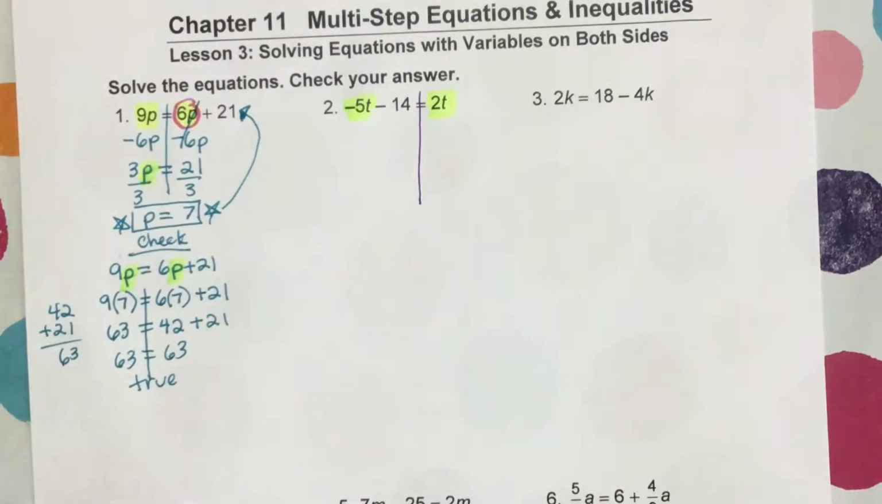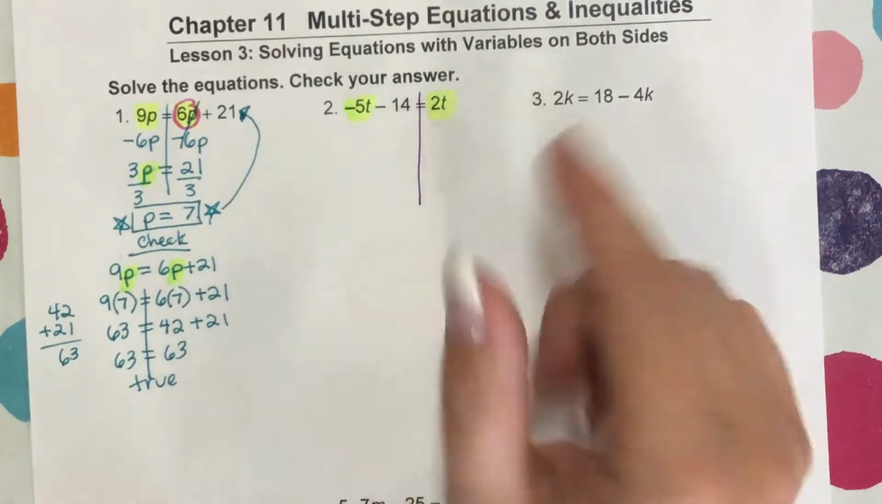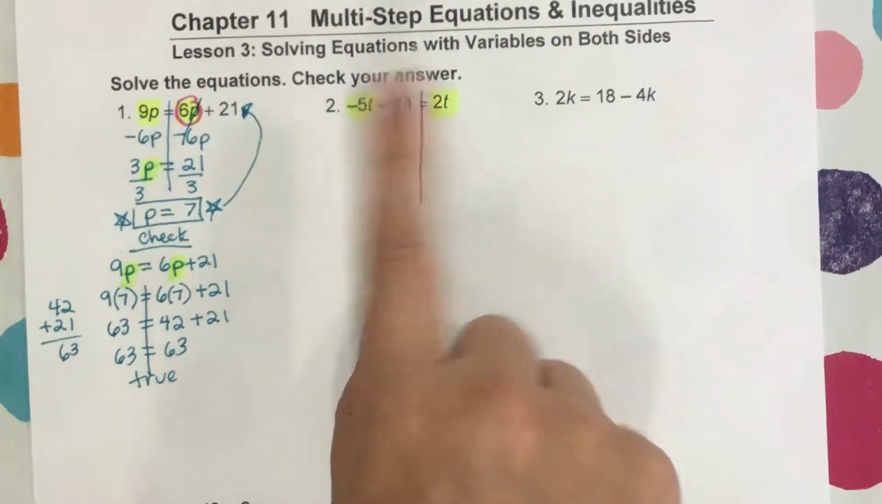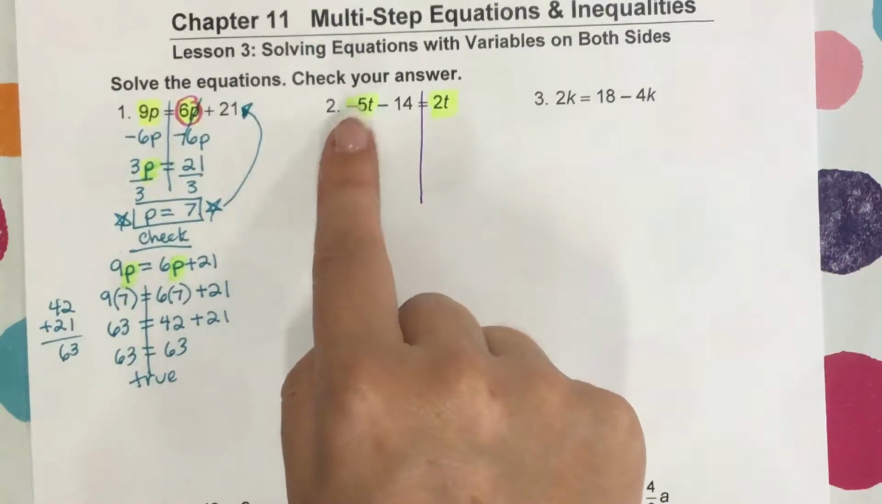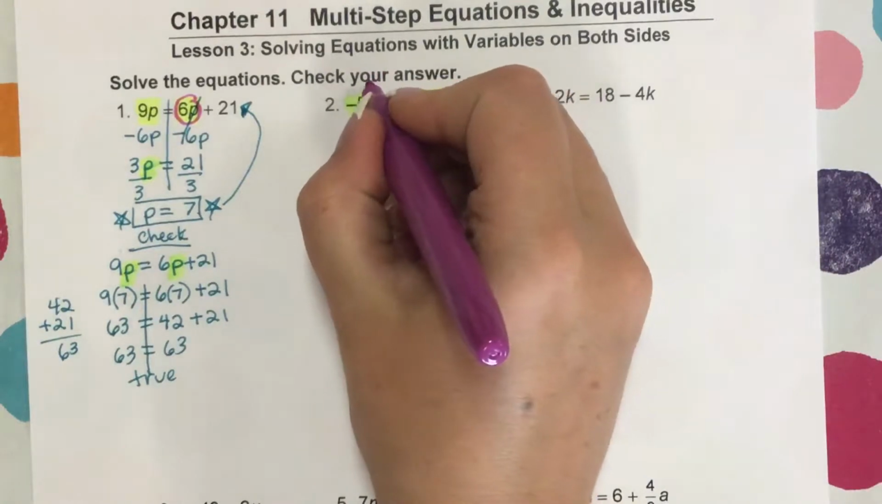So I have variables on both sides of the equation. So I'm going to look and locate the variable that has the lesser coefficient. The coefficient here is negative 5. The coefficient here is a positive 2. Well, I always know that a negative number is less than a positive number. So this would be the lesser coefficient.